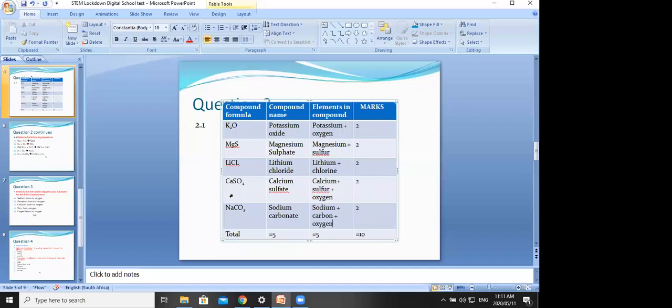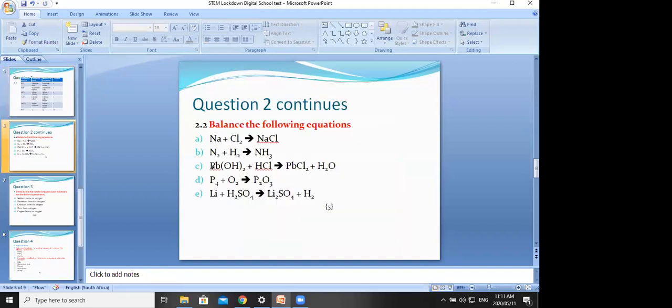Then we went on to question 2.2 now. You were to balance the equation only. That's why it was just 1 mark. So you were to count the elements on your left and on your right, and then balance the equation. So now I'm going to ask you, do you think A is balanced? No, sir. It is not balanced.